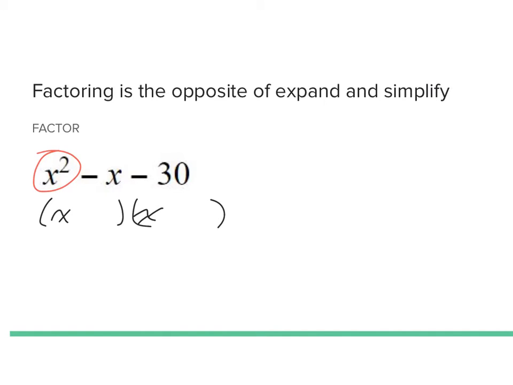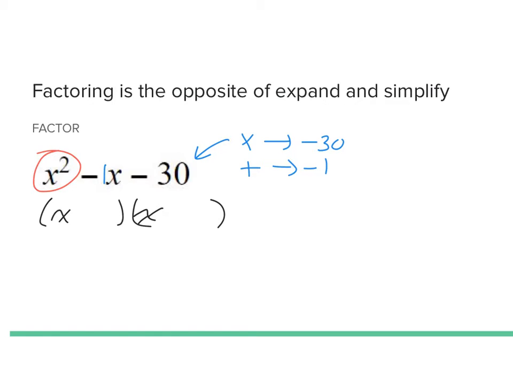And then this is where it gets tricky. We've got to figure out what those last two terms would be. So our last two terms, the term at the end of each binomial in the brackets, the two numbers together have to multiply to give me -30, and they have to add together to give me -1. Remember, there's a 1 there. So to give me a -1.